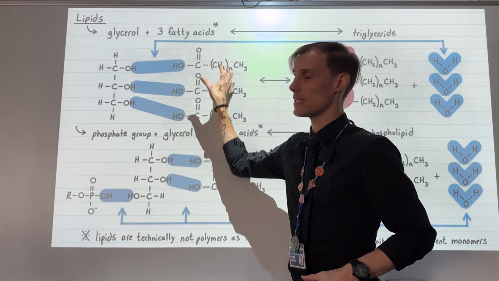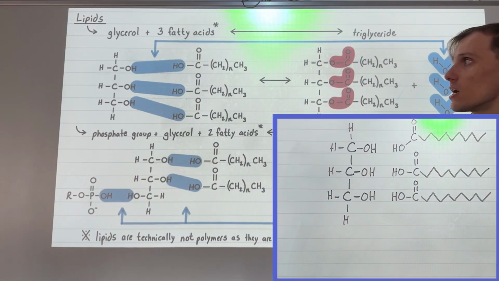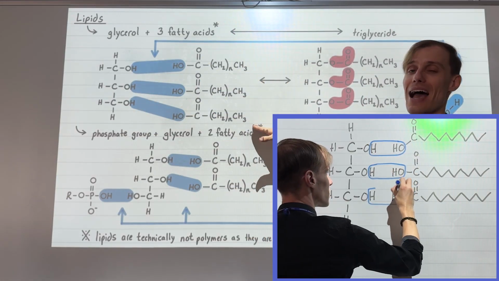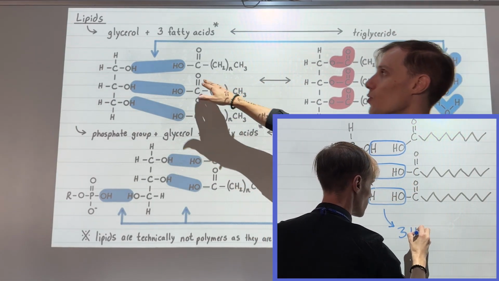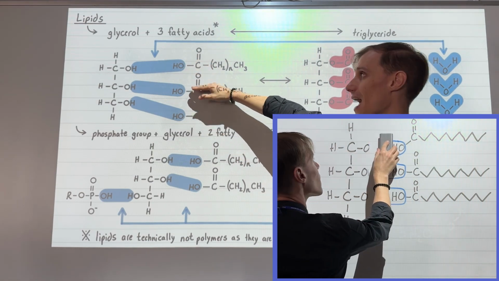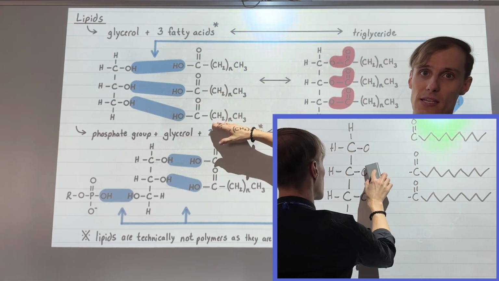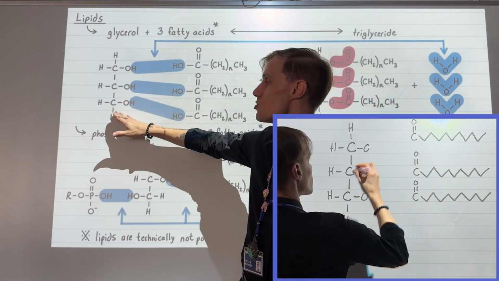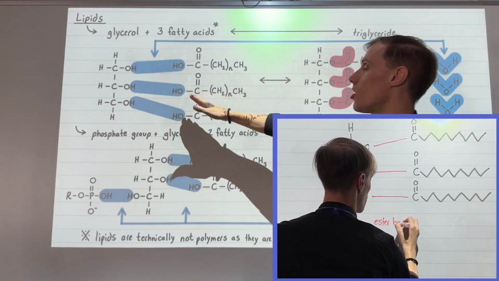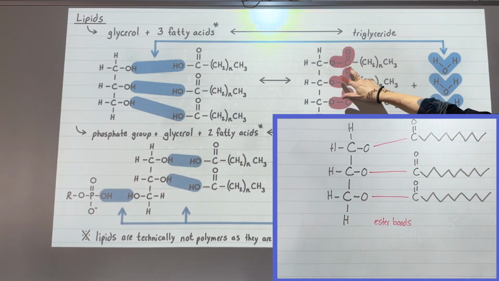So triglycerides are actually composed of one glycerol molecule and 3 fatty acid molecules. And so the hydroxyl groups of the carboxylic acid of each fatty acid is going to combine with the hydrogen of the glycerol molecule, and the resulting bond will be ester bonds.